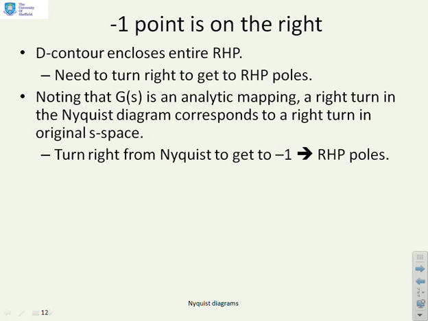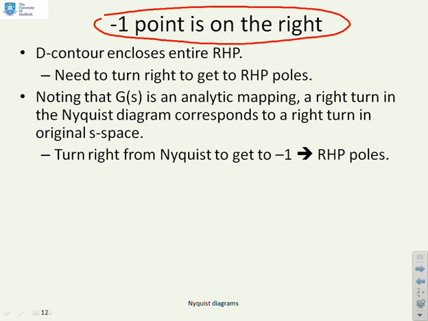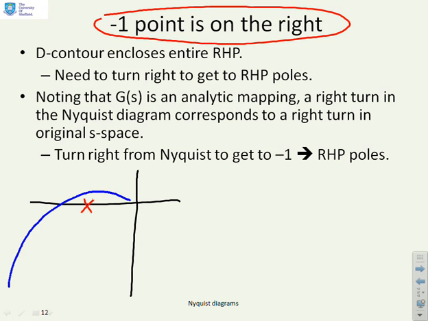So let's first of all consider the -1 point is on the right. First of all, I'm going to redraw this Nyquist diagram so you can see what's going on. I'll mark my -1 point. There it is. I'll put in a typical Nyquist diagram. Mark my direction of increasing omega. Now, if I want to get to this -1 point, I'm going to have to turn right through an angle theta. Okay, so in order to get to -1, I've got to turn right.